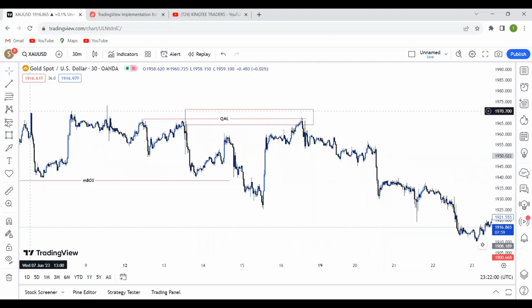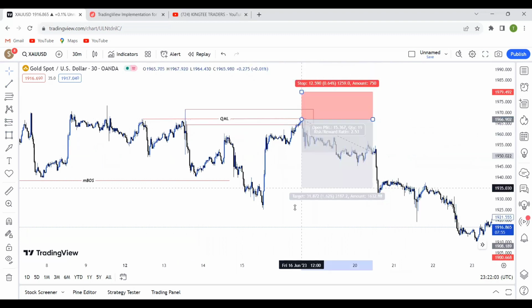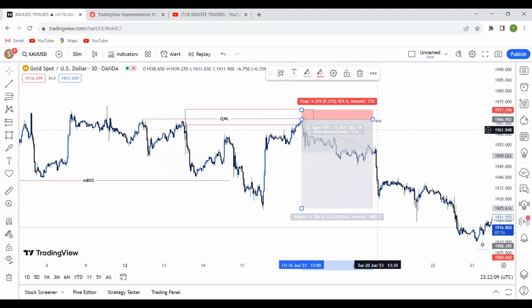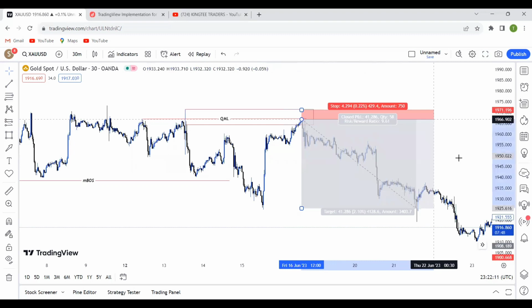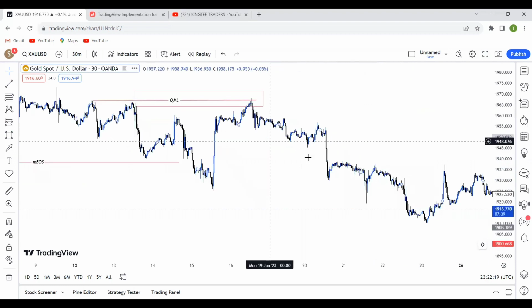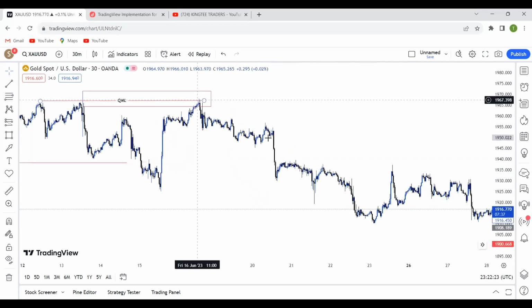So after this, if I'm going to use this take a QML as my entry type, then stop loss above this QML, then my take profit is going to be on my next low. See, the market came and hit my take profit. Now, still I want us to focus on this move that was formed after the mitigation of that 30 minutes order block.